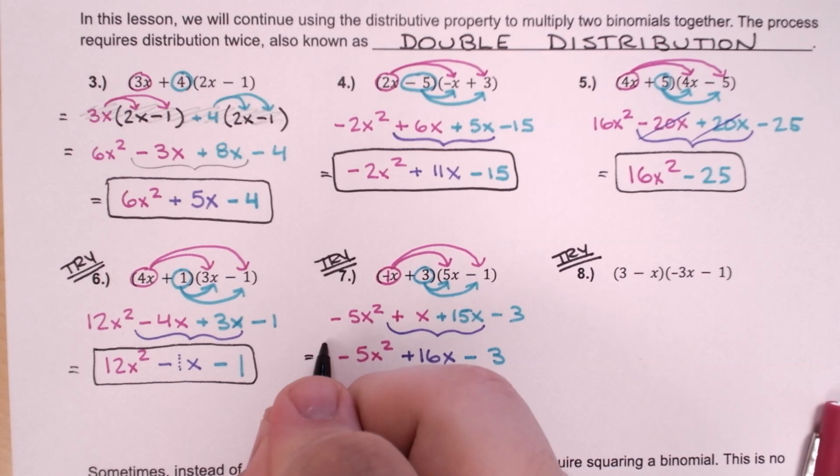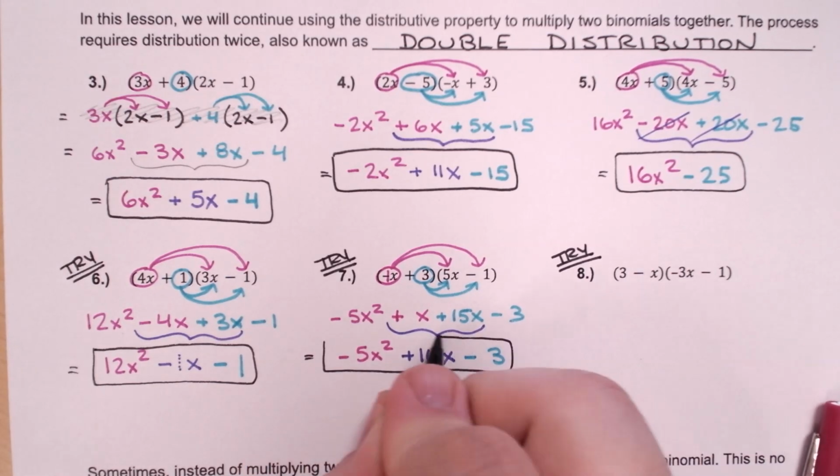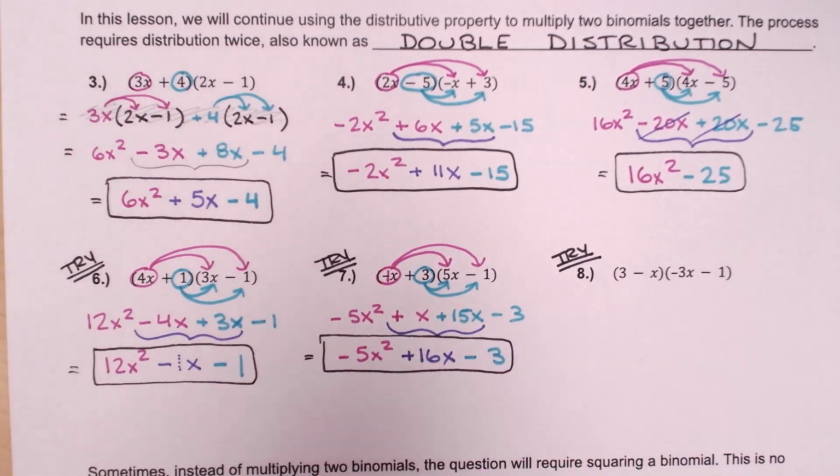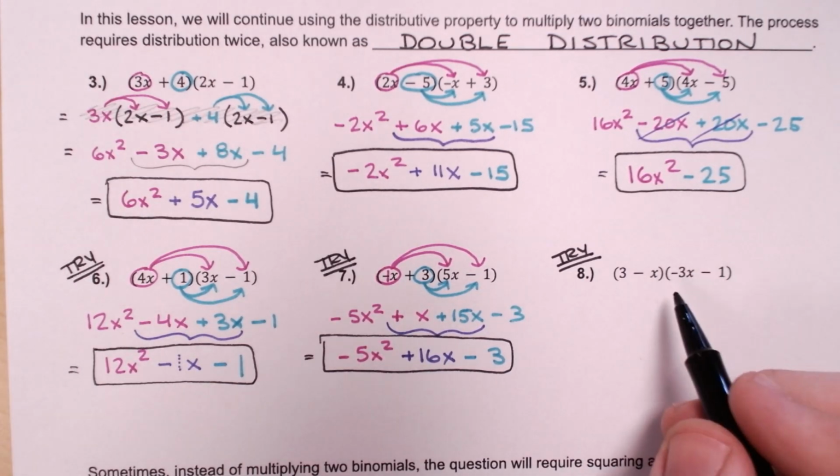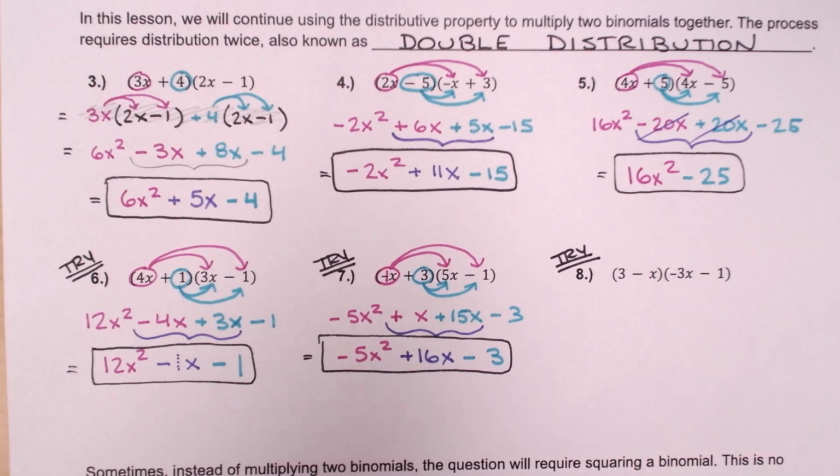If you've not worked ahead to number 8 yet, be careful on this step where you combine the like terms, because these two binomials, one of them is written in kind of a weird order. So just be careful and work through number 8, please.